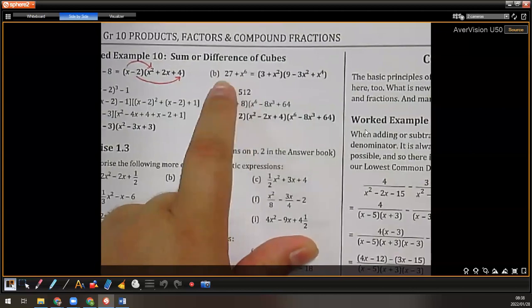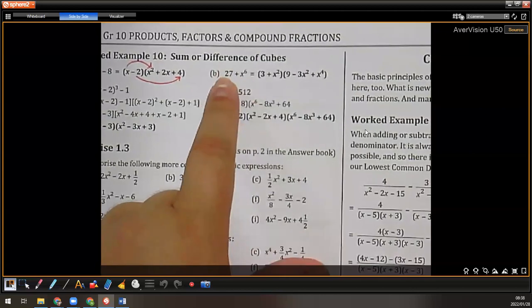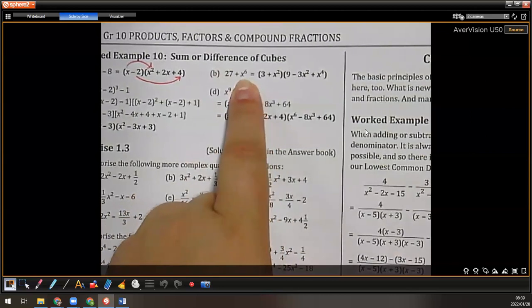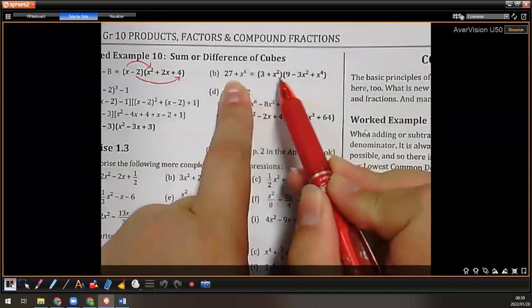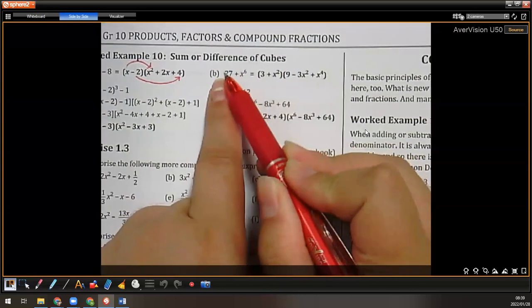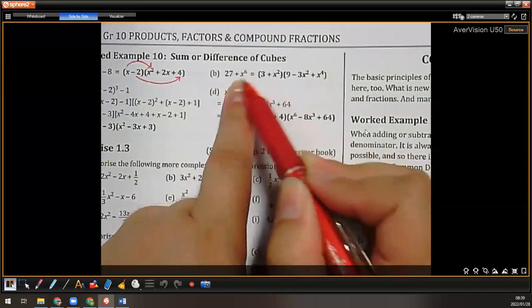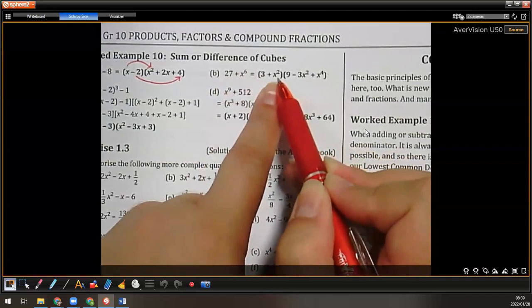27 plus x to the 6. Does 27 have a cube root? Yes. Does x to the 6 have a cube root? Yes. So we're going to set up our binomial first. The cube root of 27 is 3. The cube root of positive x to the 6 is positive x squared.